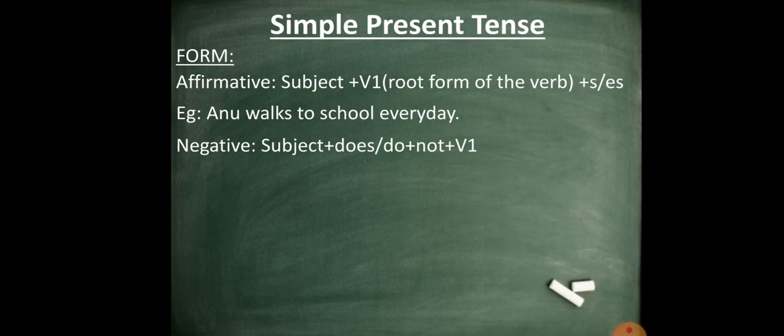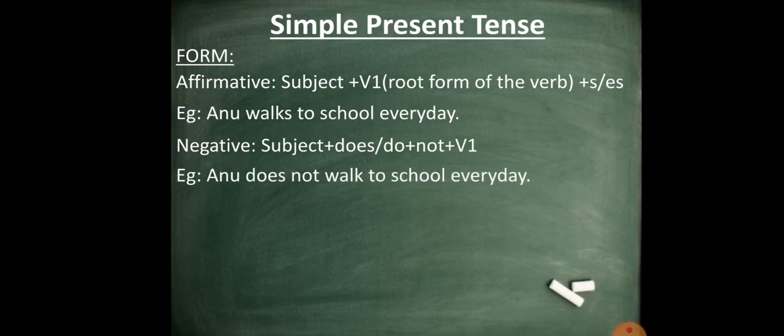Now, to convert this sentence into its negative form, we add not to it. The formation is subject plus do or does plus not plus the first form of the verb. The negative will be Anu does not walk to school every day.